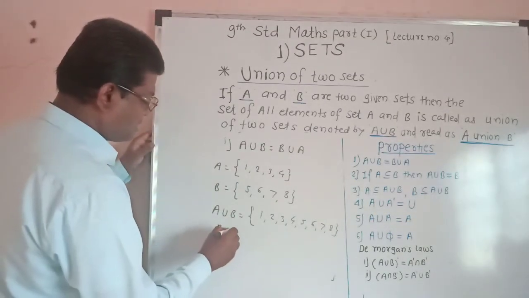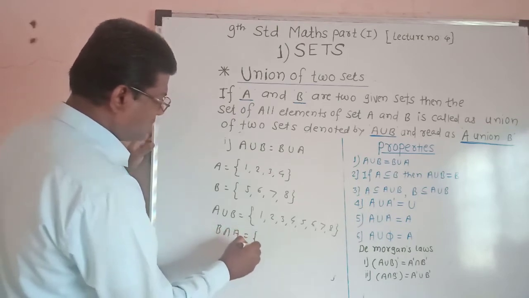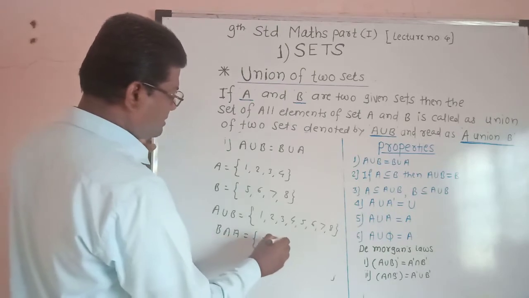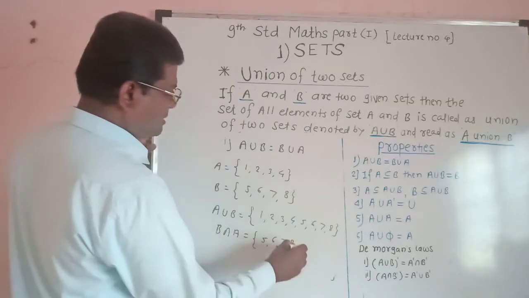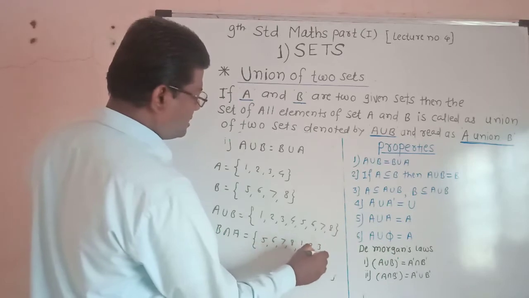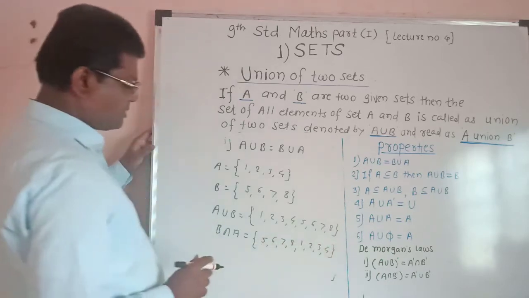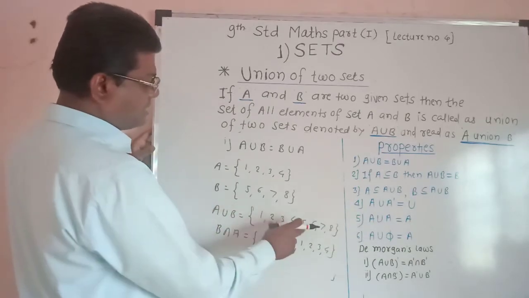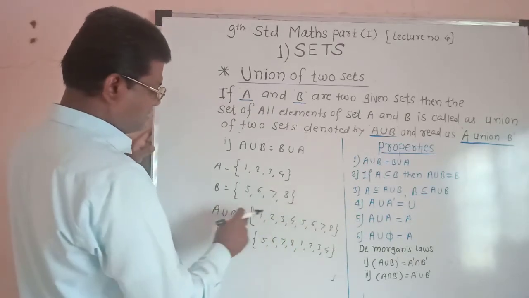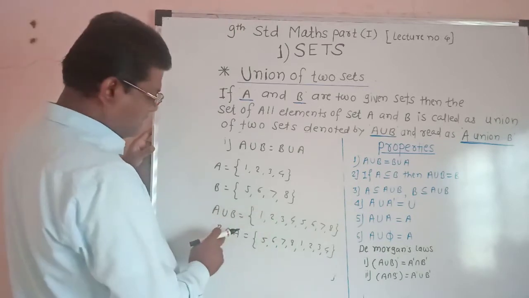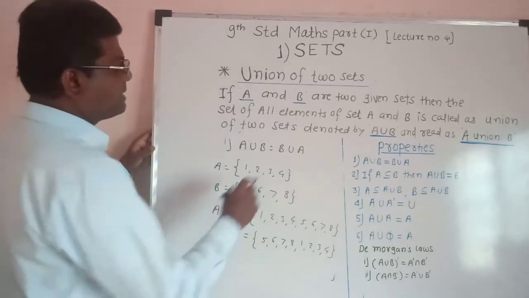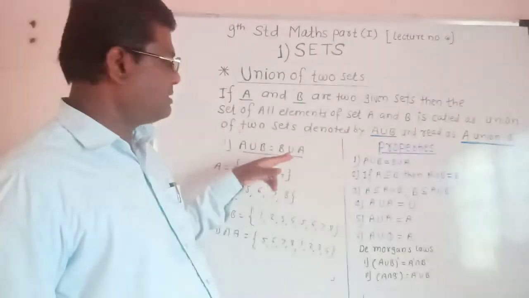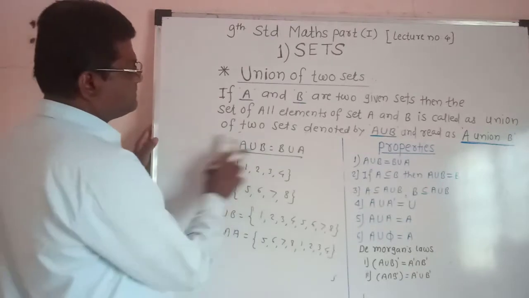And we have also B union A, as the elements in B are 5, 6, 7, 8 and the elements in A are 1, 2, 3, 4. Therefore, B union A is this set and A union B is this set. So all the elements in A union B and B union A are the same. Therefore, we can write A union B is equal to B union A.